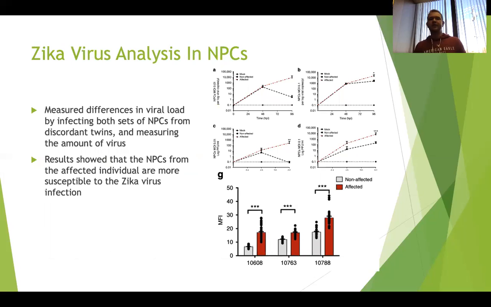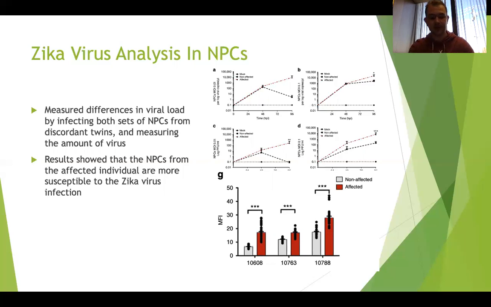The next experiment was very similar to that previous one. However, in this one, they tested for the virus in the cells instead of the NPCs. So the results were actually very interesting because they showed that cells from an affected individual are more susceptible and better suited for hosting the Zika virus infection.